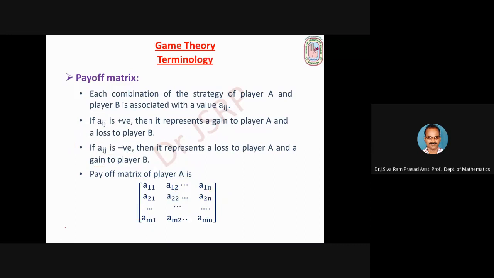You may be given questions on this. If payoff is positive, what does it represent? It represents gain for player A and loss for player B. If payoff is negative, what does it represent? It represents loss for player A and gain for player B. So that is about payoff and payoff matrix.